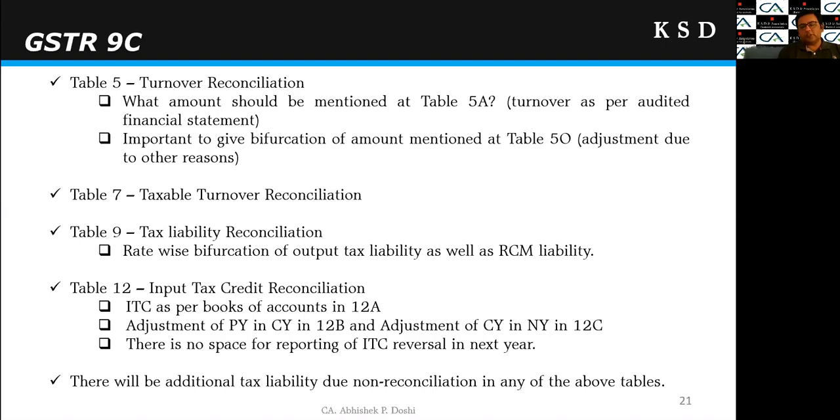So we have seen the structure of the GSTR 9C, and now we will take some of the important tables of the GSTR 9C. Broadly speaking, the GSTR 9C has been divided into three parts. One, turnover reconciliation. Second, reconciliation of the tax liability. And third, reconciliation of the input tax credit, right? Tables 5 to 7 are regarding turnover reconciliation. Table 5 is the first and most important table of the turnover reconciliation of the books of account and turnover as per GSTR 9, right?